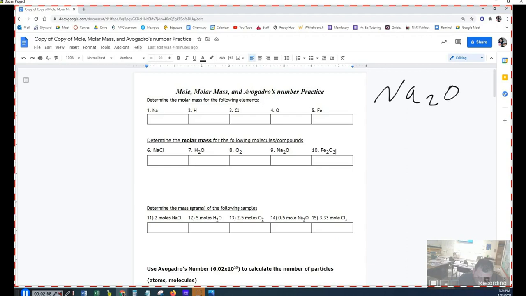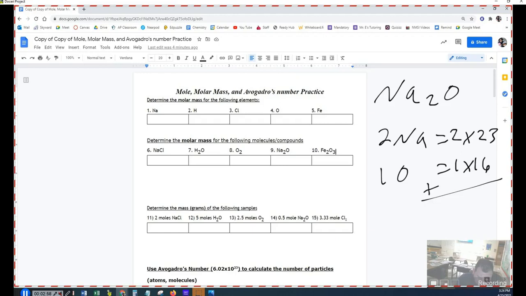Na2O, you have 2 sodiums and 1 oxygen. Multiply them by their respective atomic masses and add them up. So that's 2 times 23 and 1 times 16. Add those up. Okay.